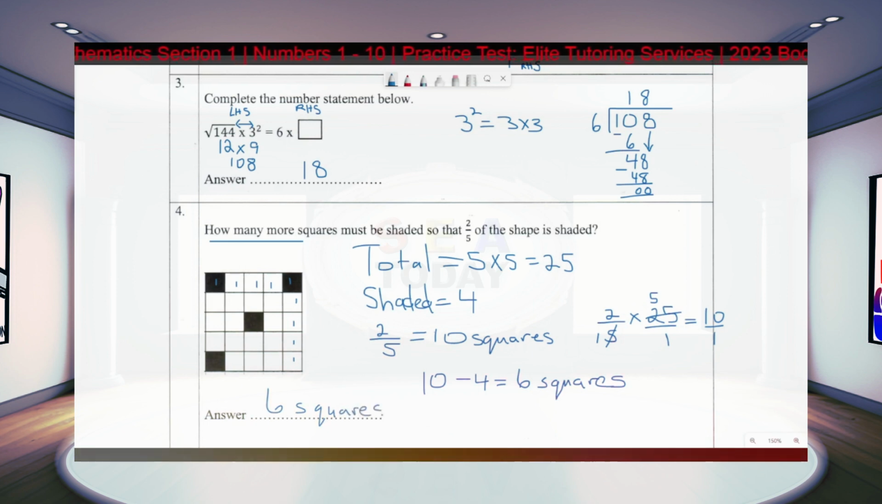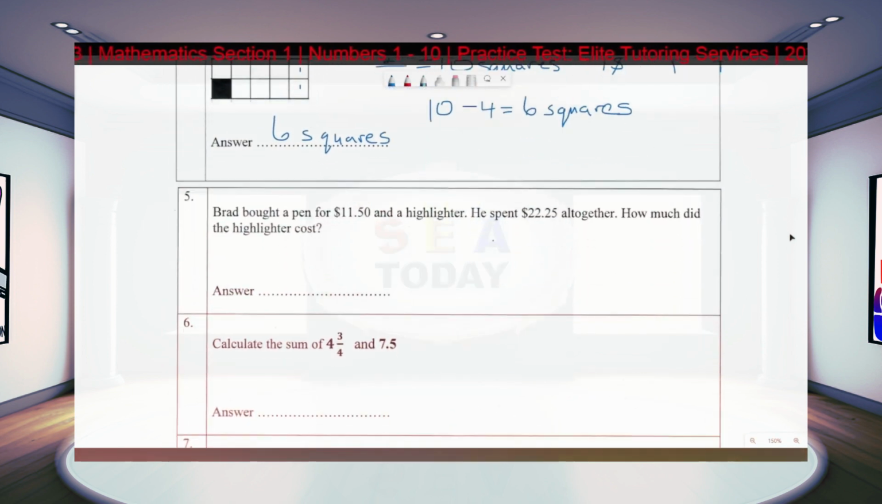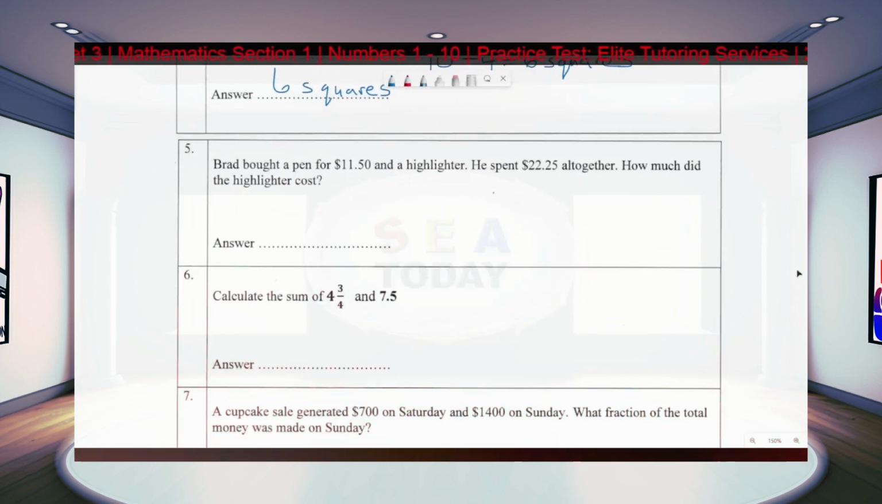Alright, so that was a nice quick question on fractions. Moving right along, we're looking at money.